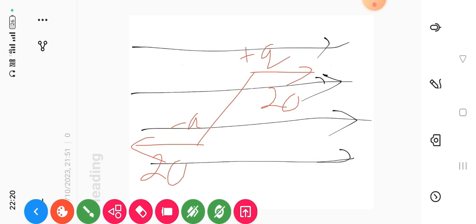Zero net force. The same happens to a dipole, because the same force is acting in the opposite direction. The dipole will not experience a force at all. So what will happen? No translational motion.